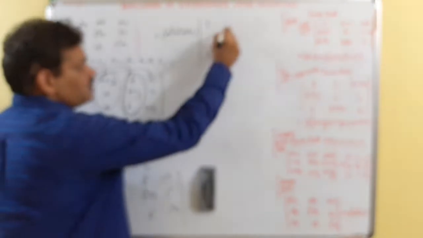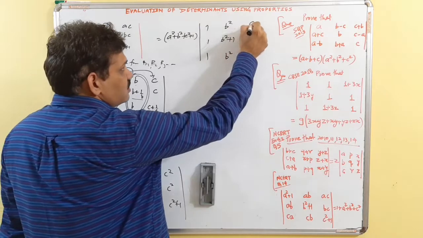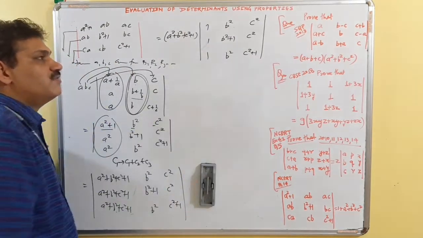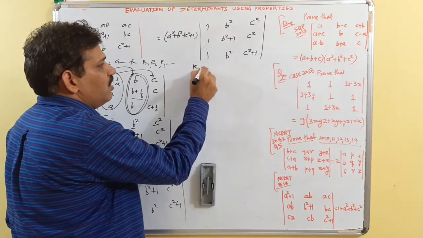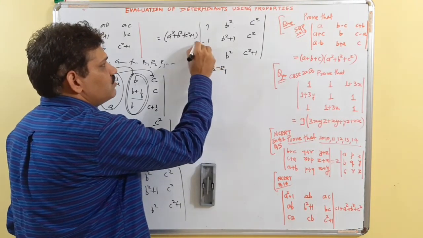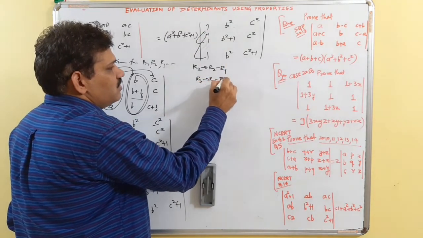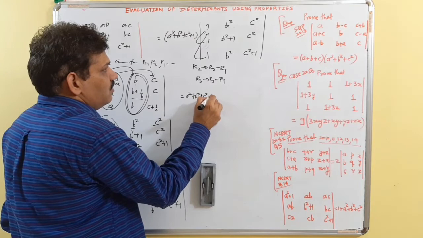So this will give us a square plus b square plus c square plus 1 common from column 1, and the column becomes 1, 1, 1. This is b square plus 1 and b square, and this is c square plus 1. Now we have all ones in the first column, so we make two zeros. We apply R2 becomes R2 minus R1, so that we get 0 here, and also R3 becomes R3 minus R1.